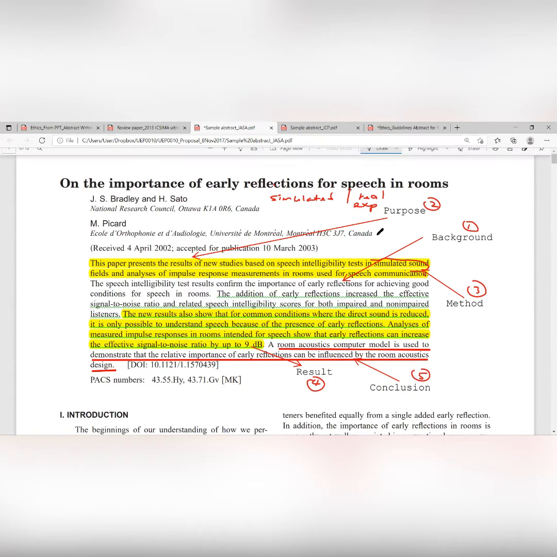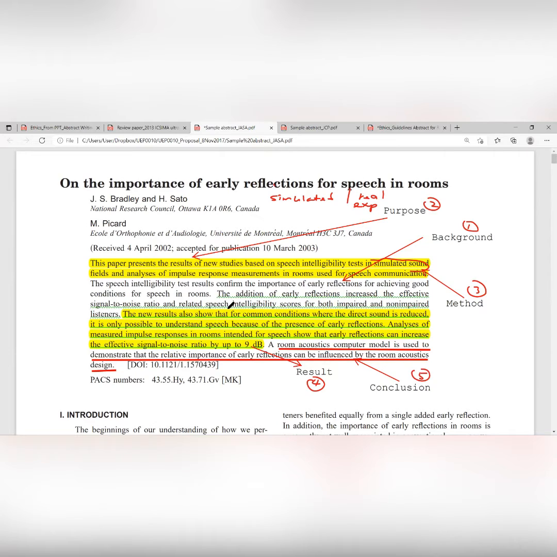So the authors presented the purpose first in the abstract. And then after that, they go to the background. So they tell what the background of the report is all about. And then the third one, they go straight to the result.